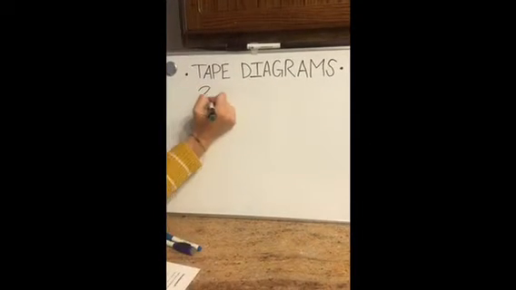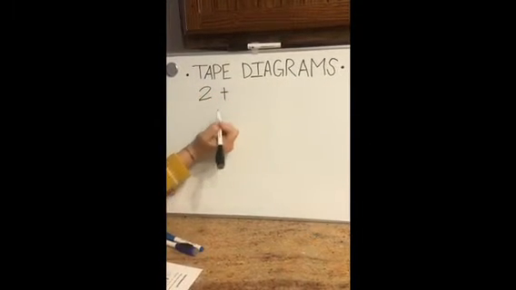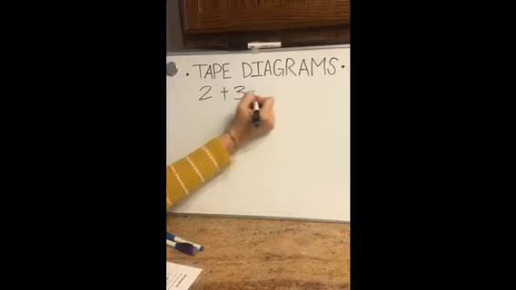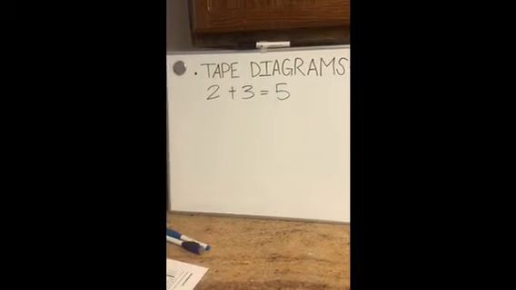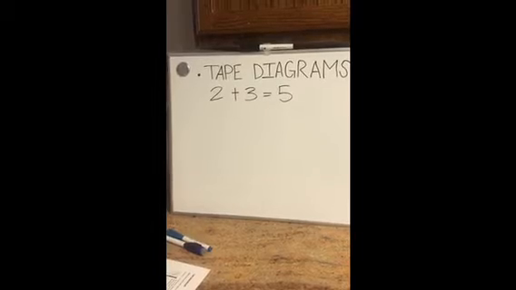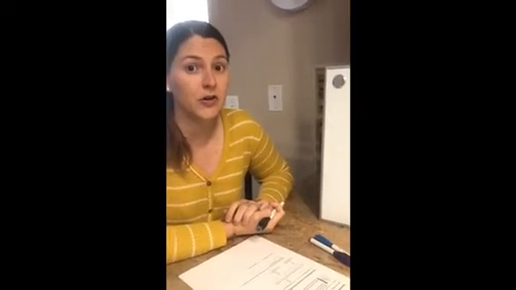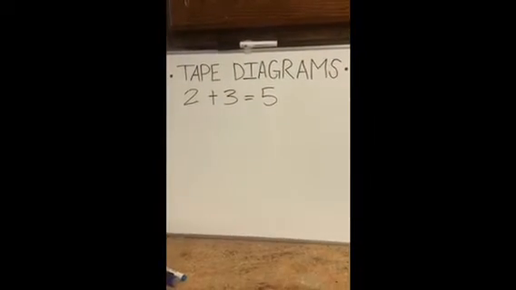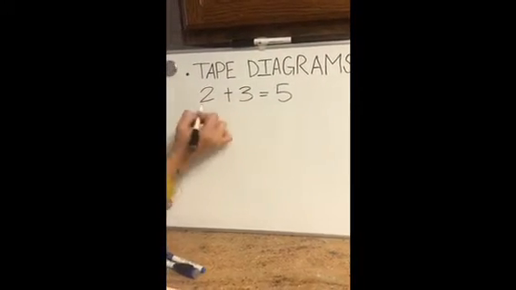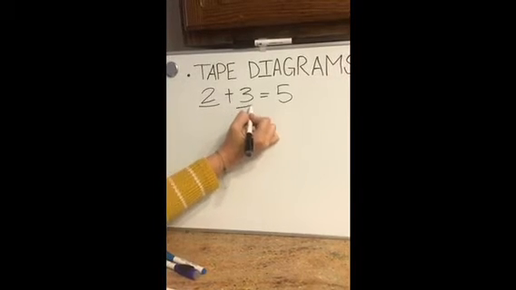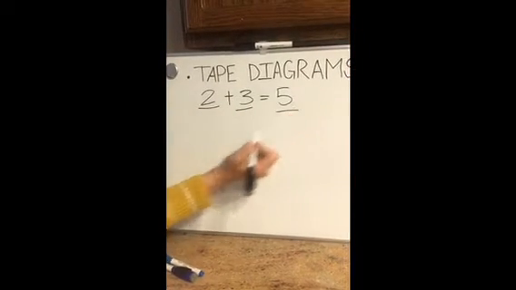I want you guys to go ahead and try this one out. So 2 plus 3 equals 5. If you want to go ahead and pause the video at this part and try this out on your own, go ahead and try it out on your own, and then we'll work it out together. Okay, so again, if you want to, you can go ahead and pause. If not, we're going to go ahead and keep going. So for this tape diagram, we have 2 plus 3 equals 5. 2 is one of the parts, 3 is the other part, and 5 is our total.